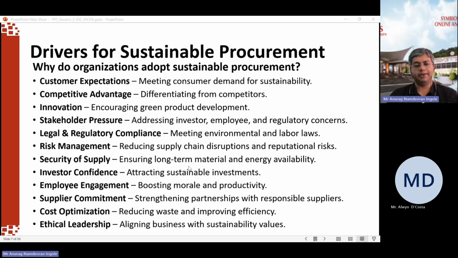Then cost optimization. It is reducing waste and improving efficiency. Through the process of sustainable procurement, we are going to reduce waste. Either it is in the decision making process, or it is reanalyzing the life cycle cost, and then doing a kind of value stream analysis with the supplier, and then reducing waste, reducing costs associated with that, and improving efficiency in the complete life cycle of the project, any product. Ethical leadership, aligning business with sustainability values. That is also a driver for sustainable procurement.